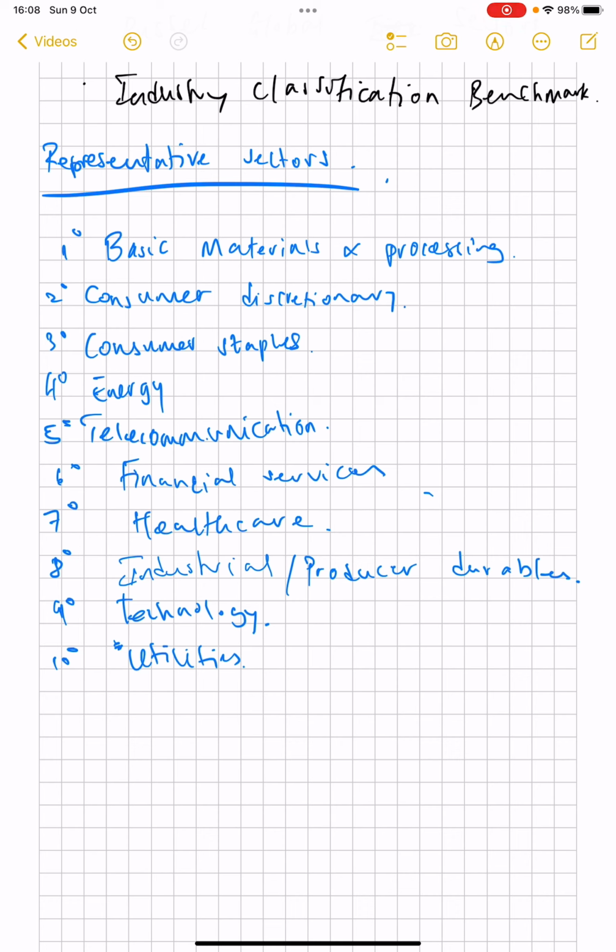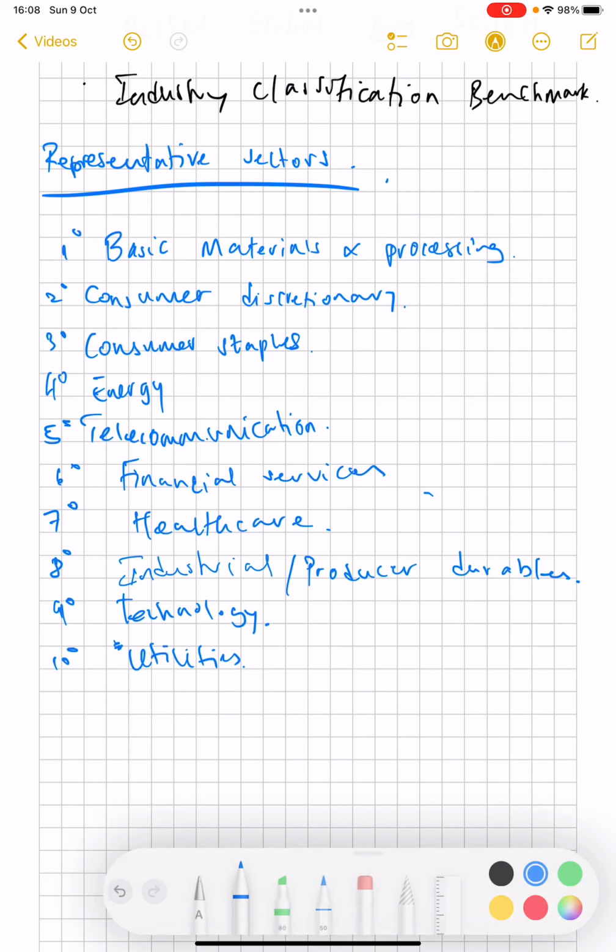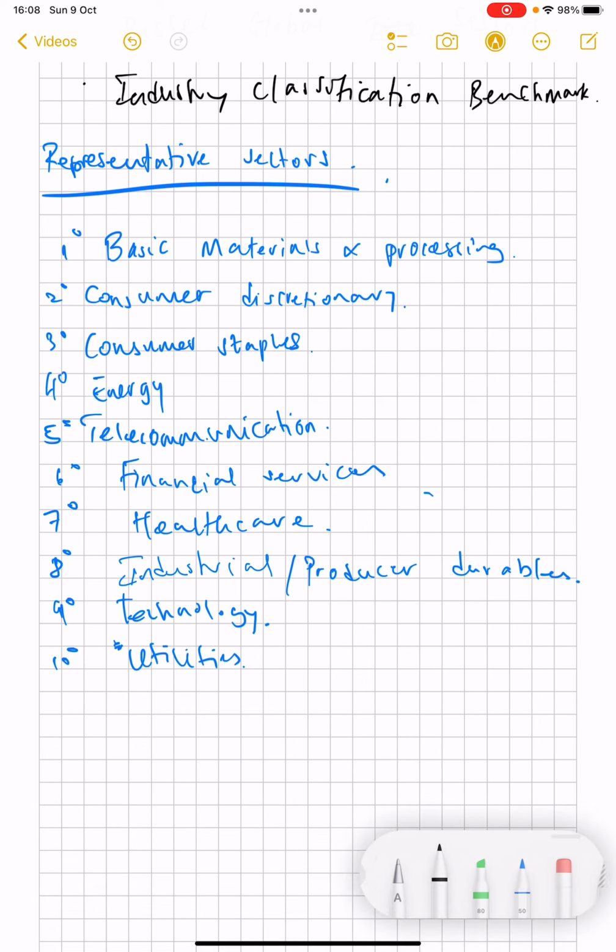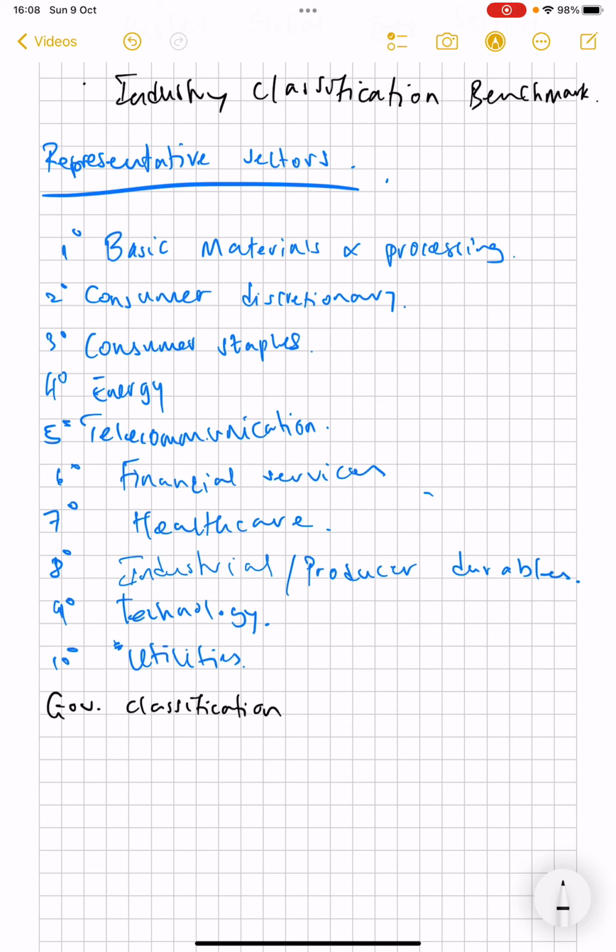These are for classification system. Let me just make the difference between government classification system and commercial classification.